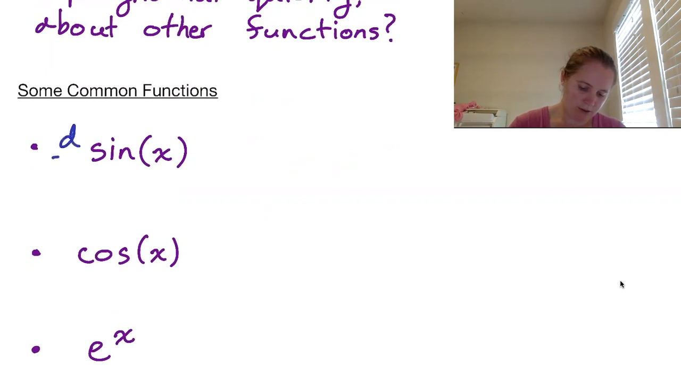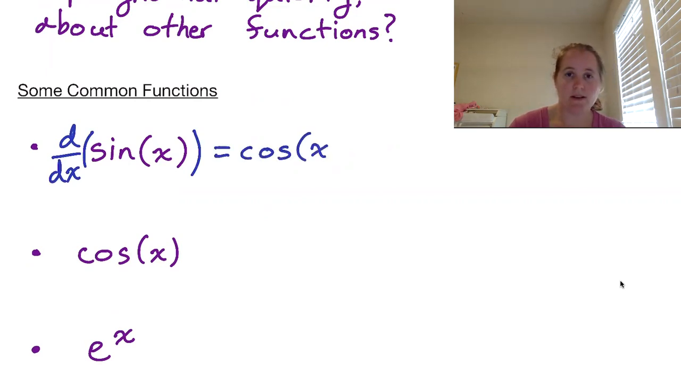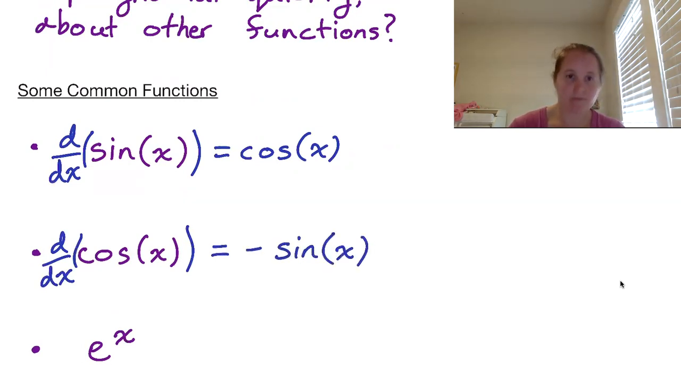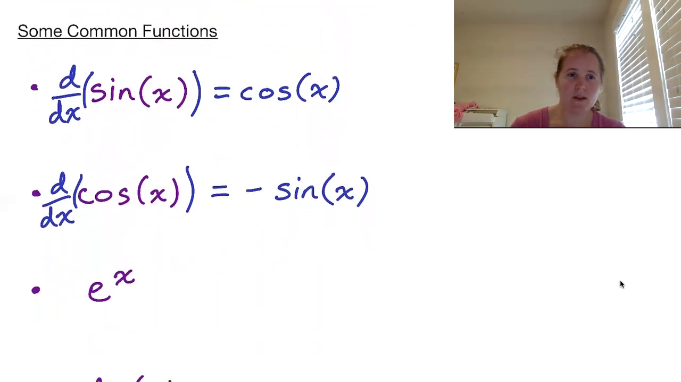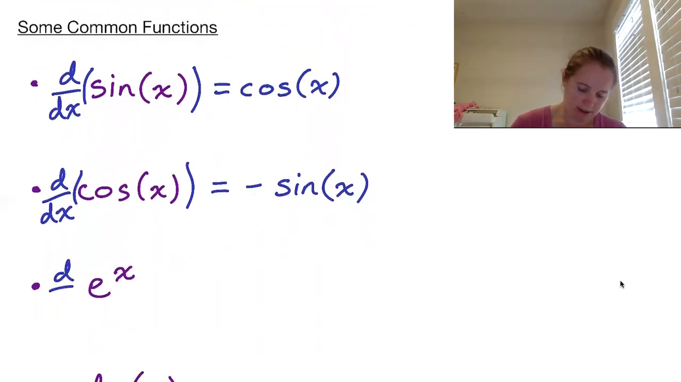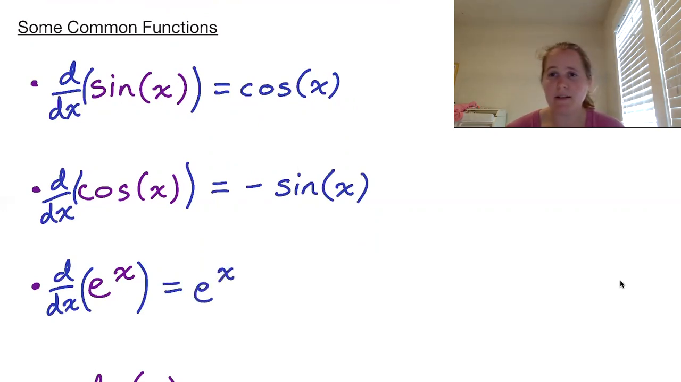So the derivative of sine of x winds up simply being cosine of x. The derivative of cosine x, on the other hand, winds up being negative sine of x. The derivative of e to the x, e to the x is a very special function. The derivative of e to the x is in fact simply e to the x.